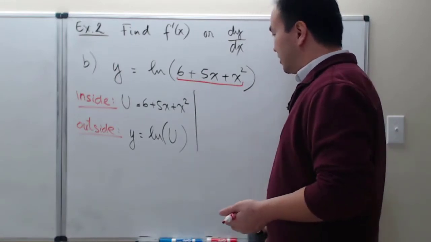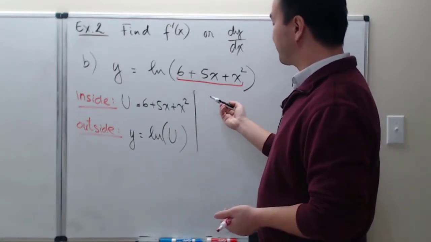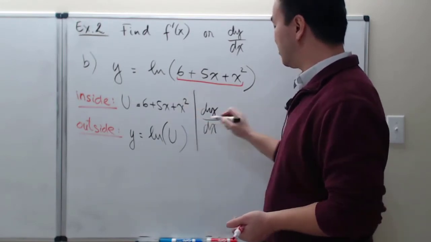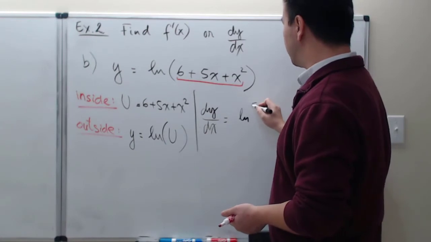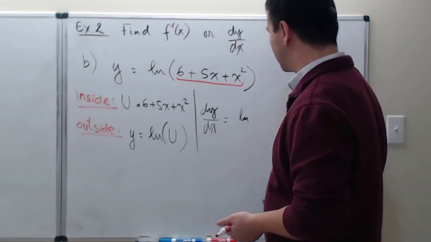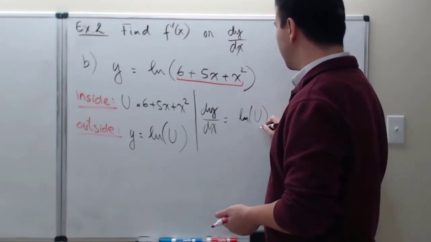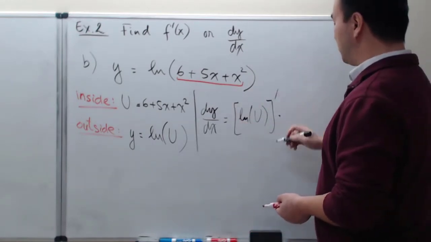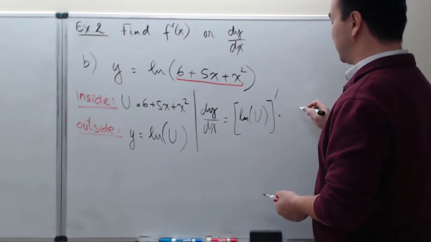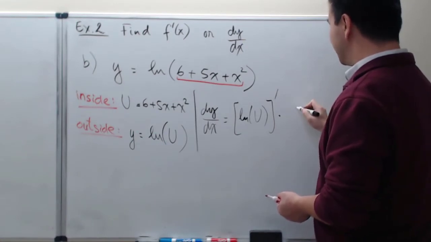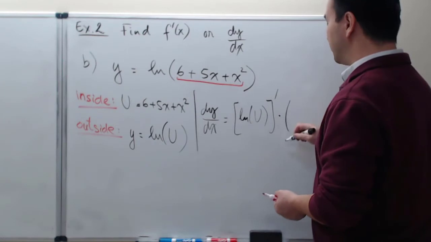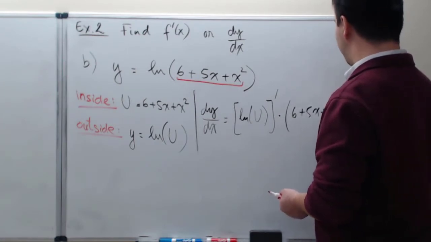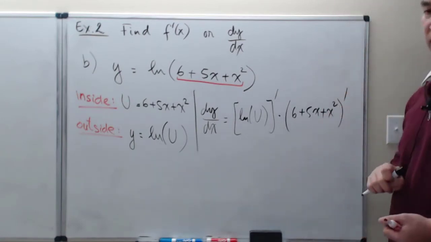Okay, so getting into the derivative here, the chain rule says that in taking our derivative, we must first take the derivative of the outside. So the derivative of the outside means taking the derivative of natural log of u. Okay, and we then multiply with the derivative of the inside, which is taking the derivative of all that 6 plus 5x plus x squared. Sort of like I'm writing down the templates for that.